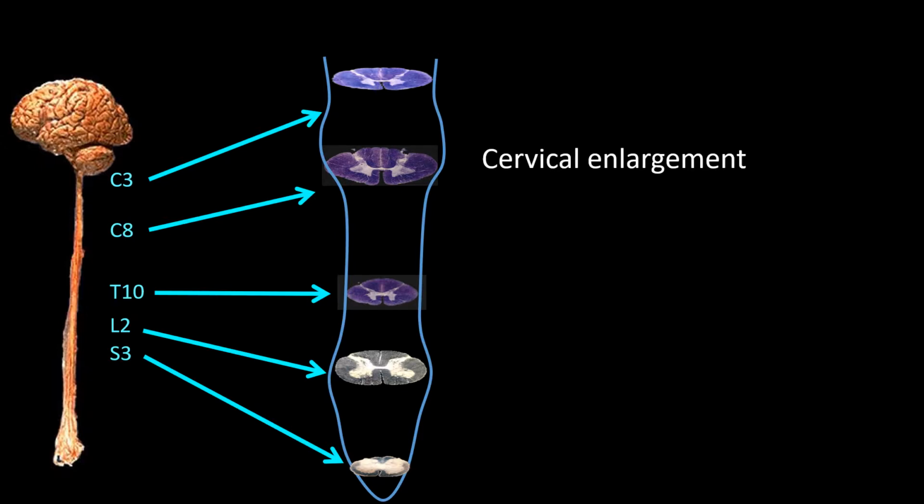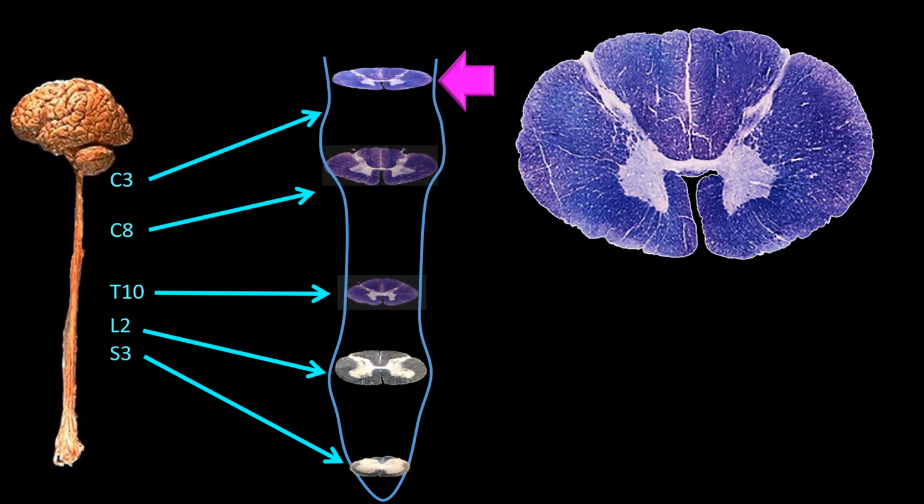This bulge, the one that I have just labeled, corresponds to the cervical enlargement, and this one to the lumbosacral enlargement. I will use this figure to point out the characteristics present at different spinal cord levels. Here the arrow indicates the C3 spinal segment, which I have enlarged in this view. Notice the following.